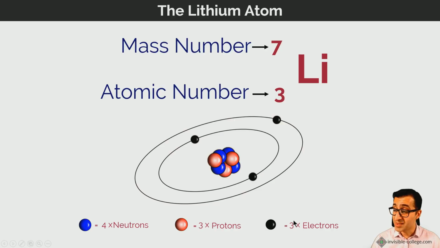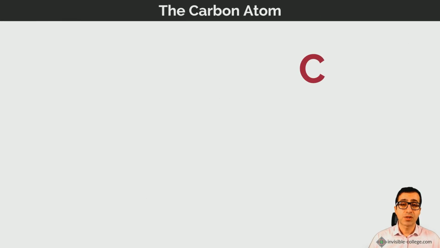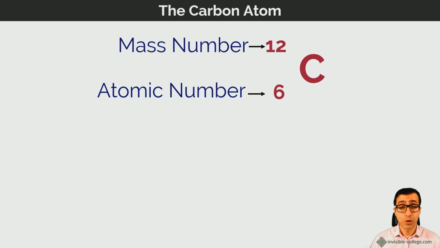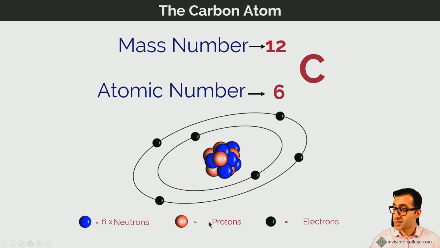And you can derive these numbers of subatomic particles from the mass number of a particular isotope and the atomic number. So if we take carbon atoms, for example, the isotope carbon-12 has a mass number of 12 and an atomic number of 6, and so we have 6 neutrons, which is 12 minus 6, 6 protons, which is simply the atomic number, and 6 electrons, again, which is the atomic number.